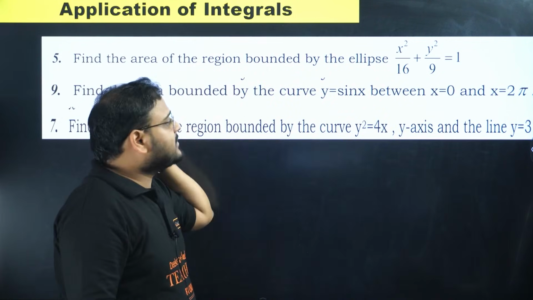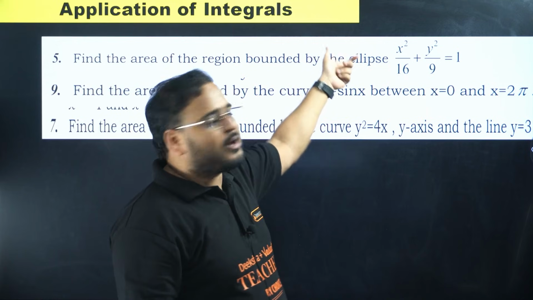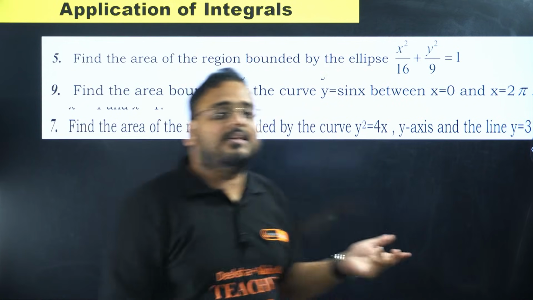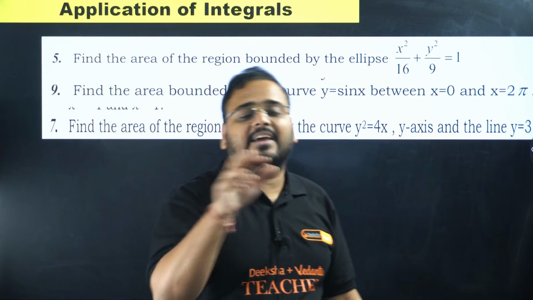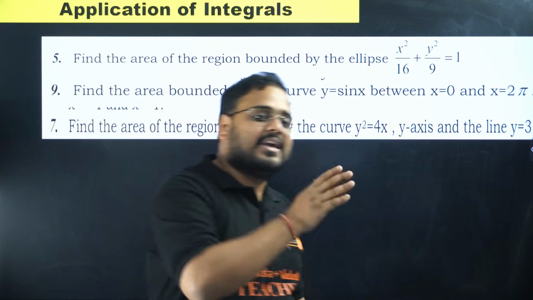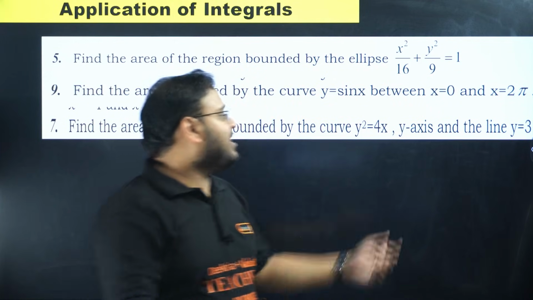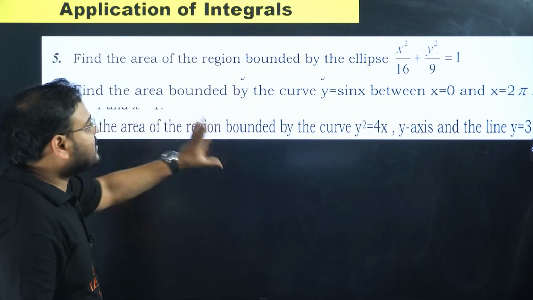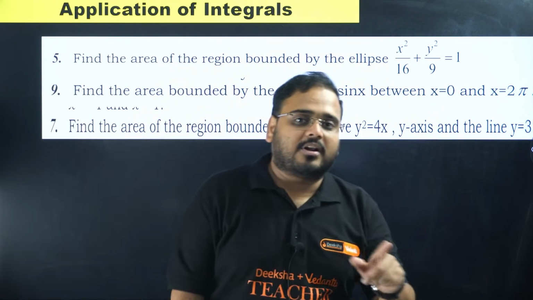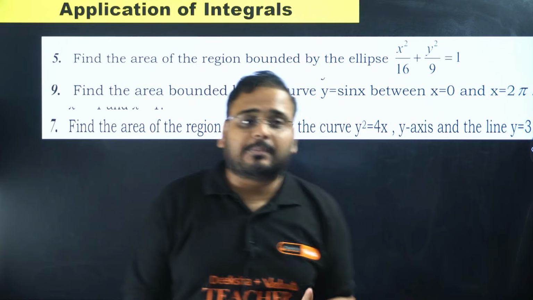Questions on the ellipse, sine and cos x. There can be a question on the circle also. Then we have a combination of parabola with a straight line to identify the area involved, whether it is with the y-axis or x-axis. In this case we have a y-axis question. We can also have an x-axis question as well. These are the three types of questions that can come in your exam in FA2 from the chapter application of integrals.